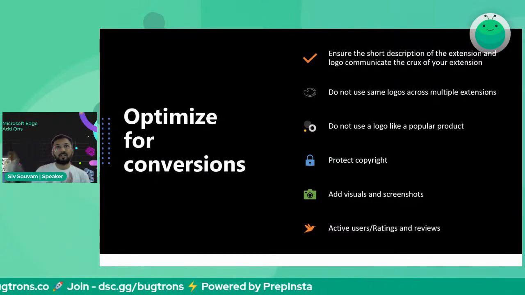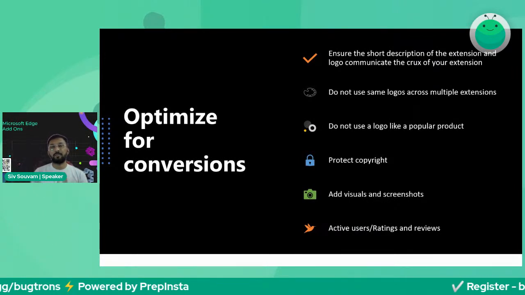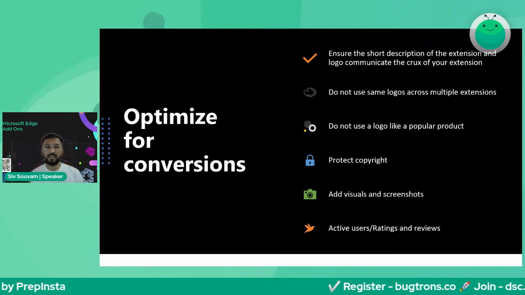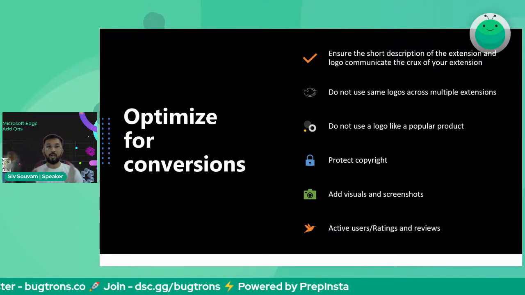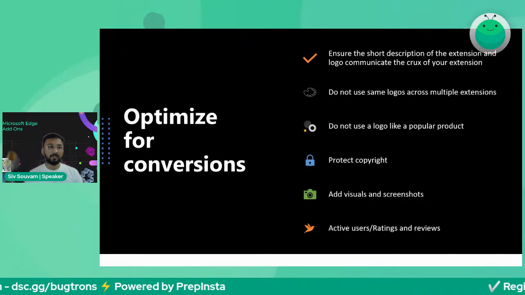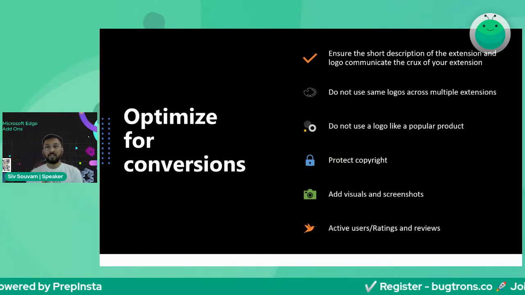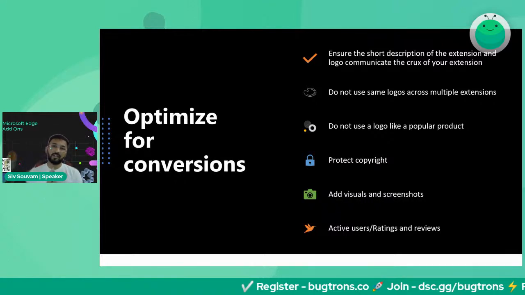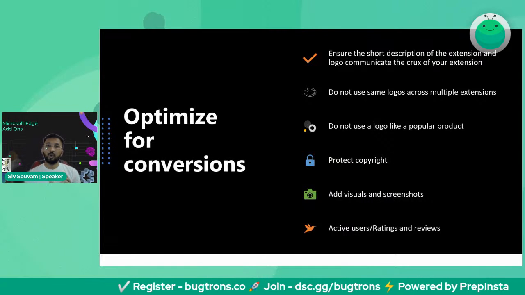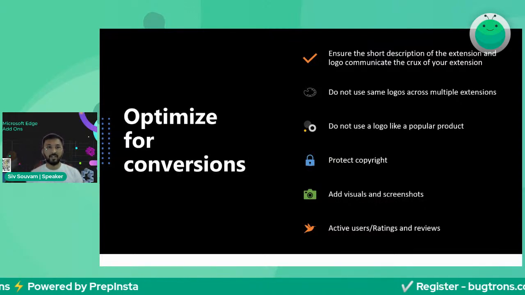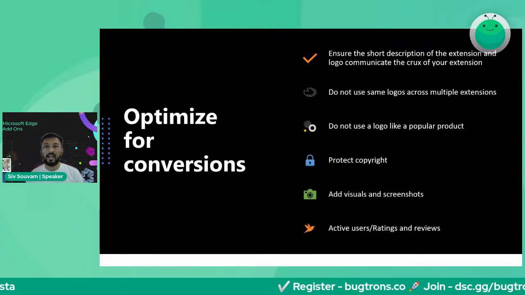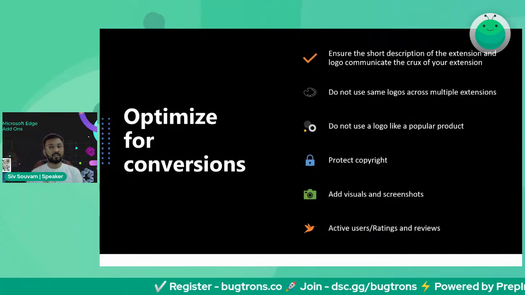So once you have optimized and published, you have done the discovery thing. Now comes the conversion. Okay, when people find it at the store and go to it, how do you optimize the conversion? For optimizing the conversion, just ensure you are adding a short description of the extension and a logo which communicates the crux of the extension. Okay, so a good logo which gives a brand value to it, and then you also add a description to it of, okay, what is it doing.